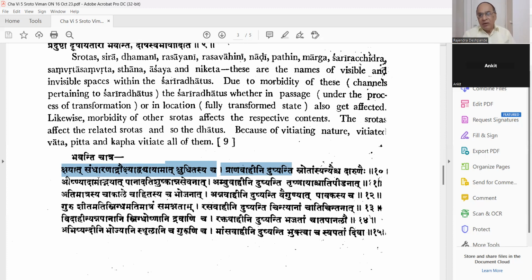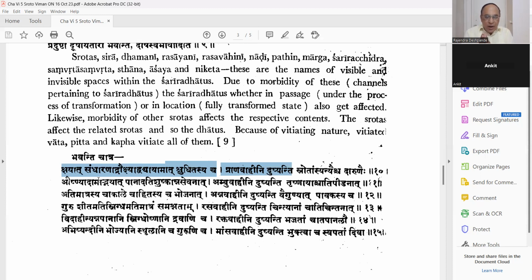Shuditasya Vyayama, together. Shuditasya Vyayama, write down. Exercise during hunger or starvation. That means if the patient is hungry and is doing a lot of exercise, that can be the problem for Pranavahasrotas Dushti Hetu. Is it clear? Next, what is the next word?